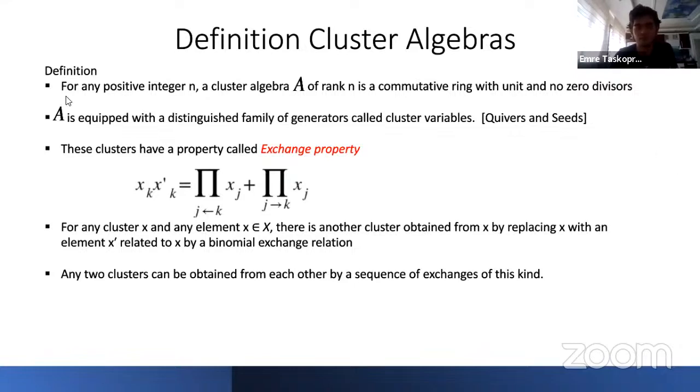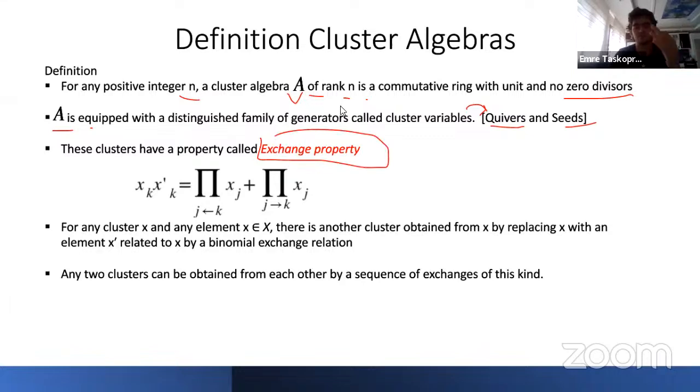From now on, I'm going to explain cluster algebras more deeply. First, the definition. For any positive integer n, a cluster algebra A of rank n is a commutative ring with unit and no zero divisors. A is equipped with a distinguished family of generators called cluster variables, which we'll then see as quivers and seeds. These clusters have a property called the exchange property.